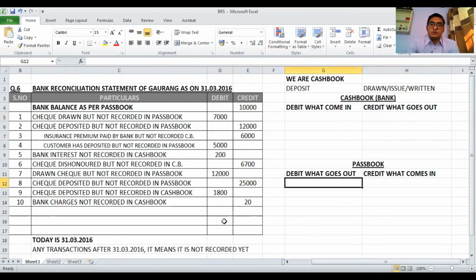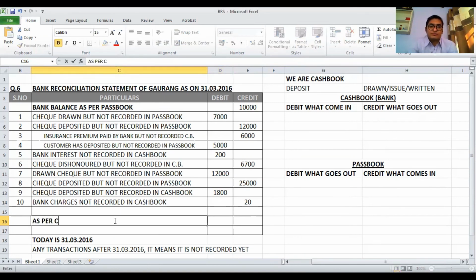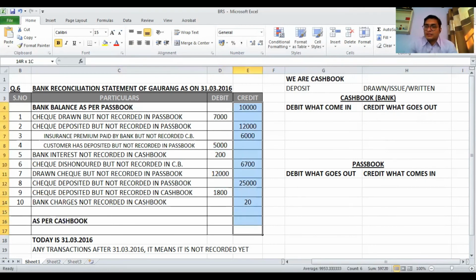At last we have to do a total of the debit side as well as the credit side. The highest side total we have to record on both sides, and the difference may be on debit or it may be on credit. But remember one thing: our sum started with passbook, so now it ends with balance as per cash book. Now first of all, the total on the debit side is 26,000. The credit side total is 59,720. It means the credit side total is higher than the debit side total.